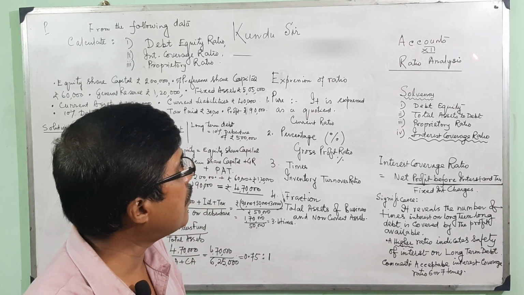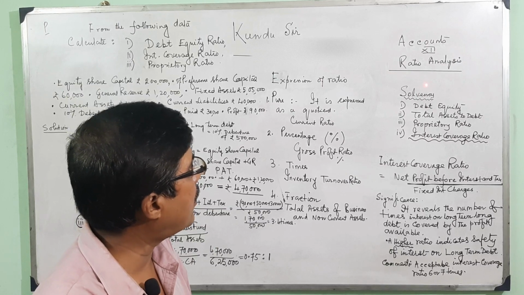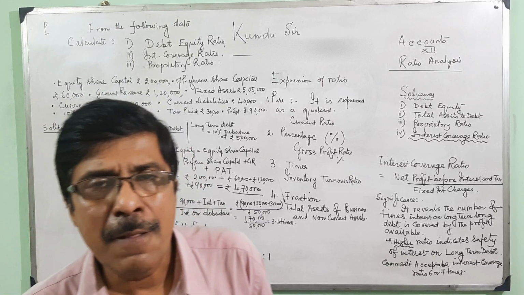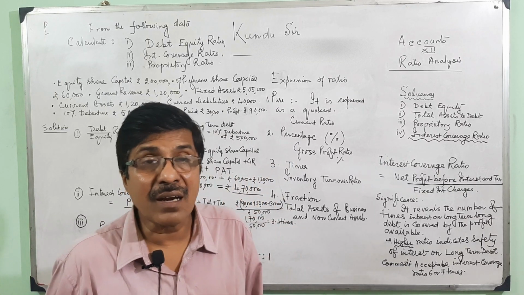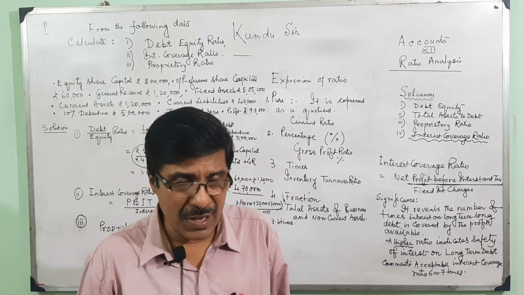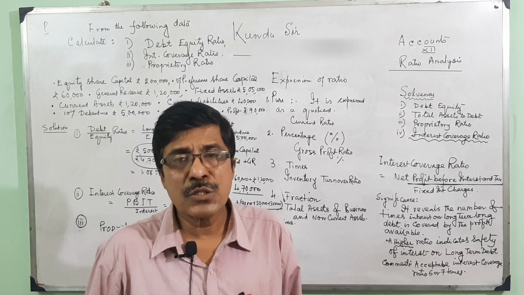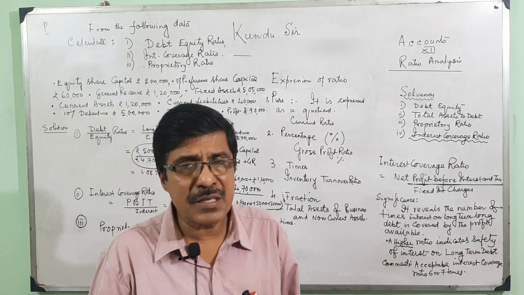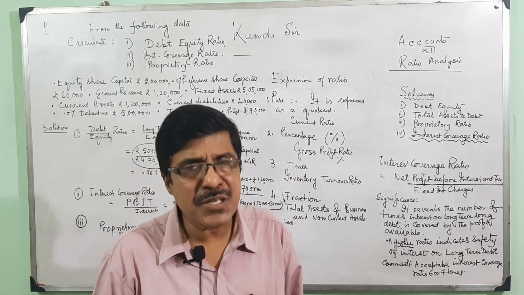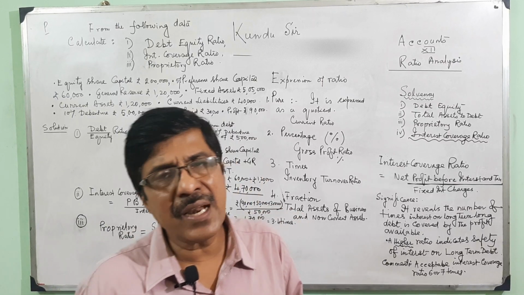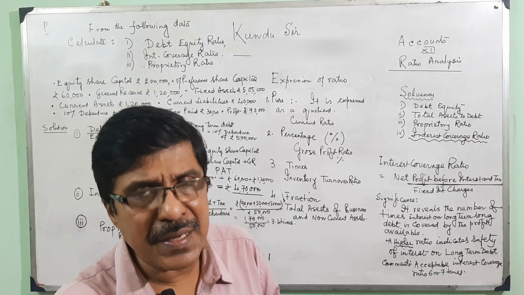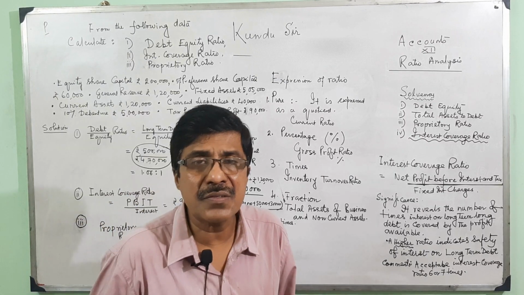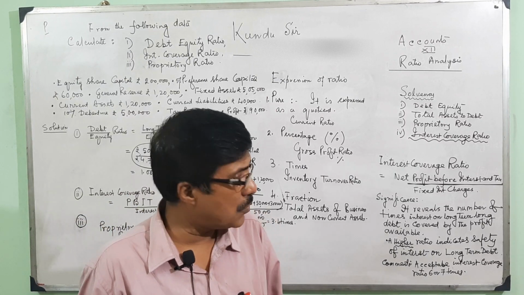It is the analyzing part, the analysis part. I have already discussed there are 4 types of ratio. One is the liquidity ratio, that is the current ratio, then the solvency ratio, then the turnover or activity ratio, and the 4th one is the profitability ratio.